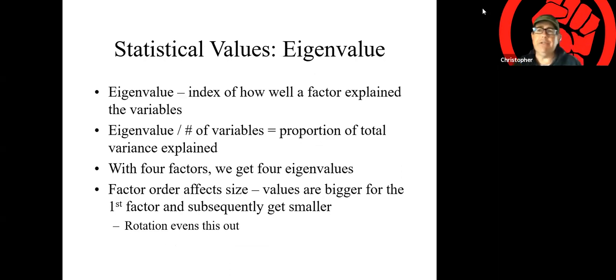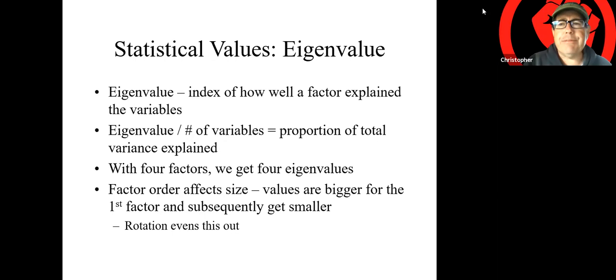All right, eigenvalue is the third statistical value we'll talk about. This is not an index of how well a variable is explained, but an index of how much variability a factor is explaining. And it's not on a specific 0 to 1 scale, but it can be converted to that for a proportion. The eigenvalue gets at how well the factor explains all of the variables. For a scale with 40 items, the maximum eigenvalue would be 40, which would mean that a factor would be explaining all of the variables.